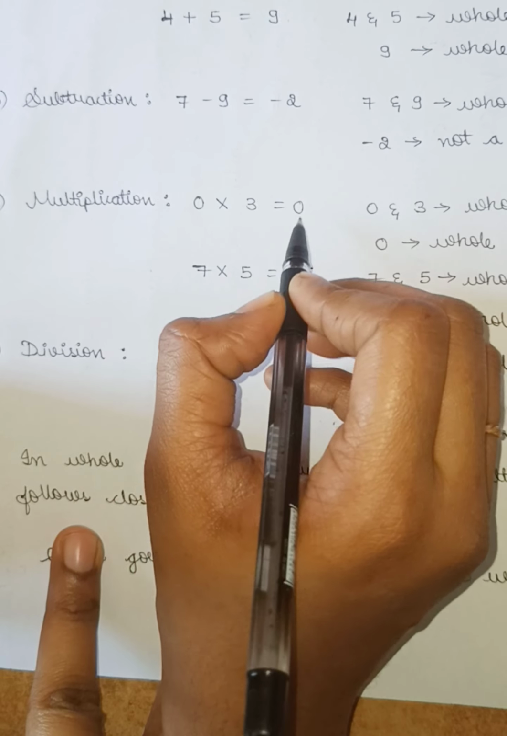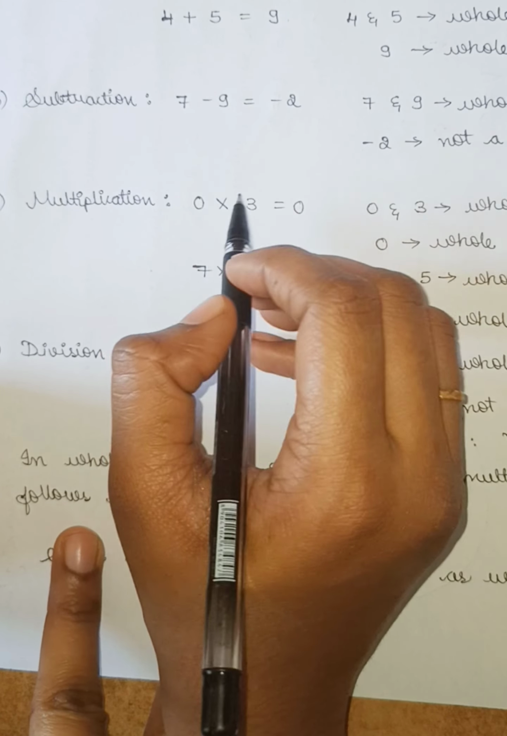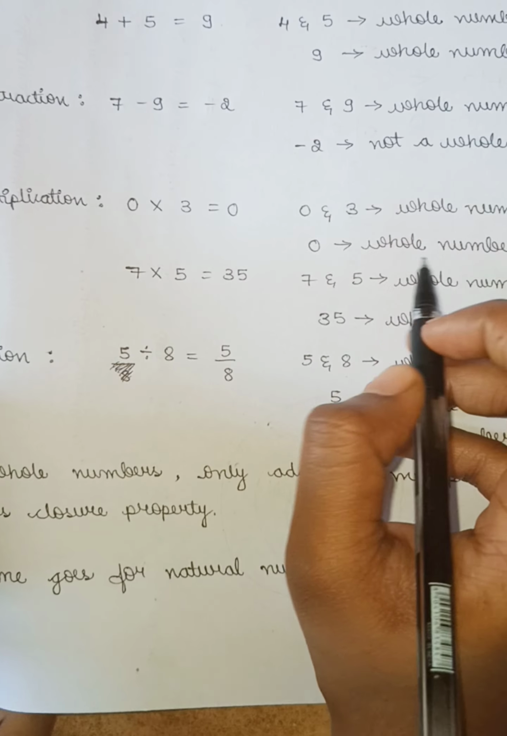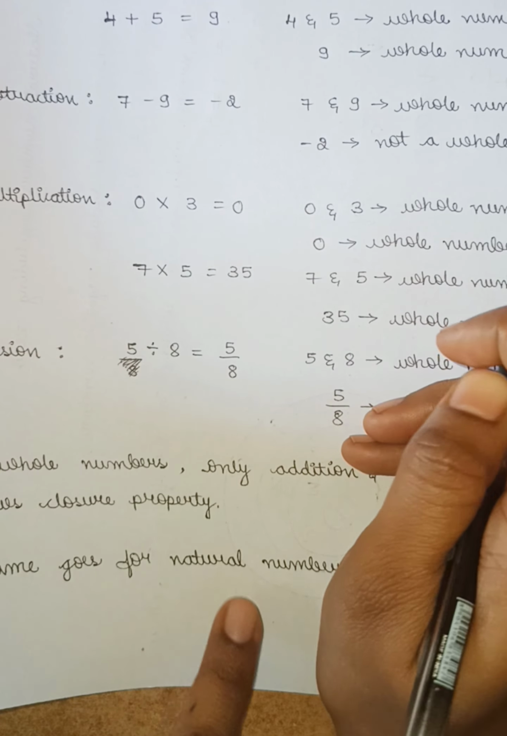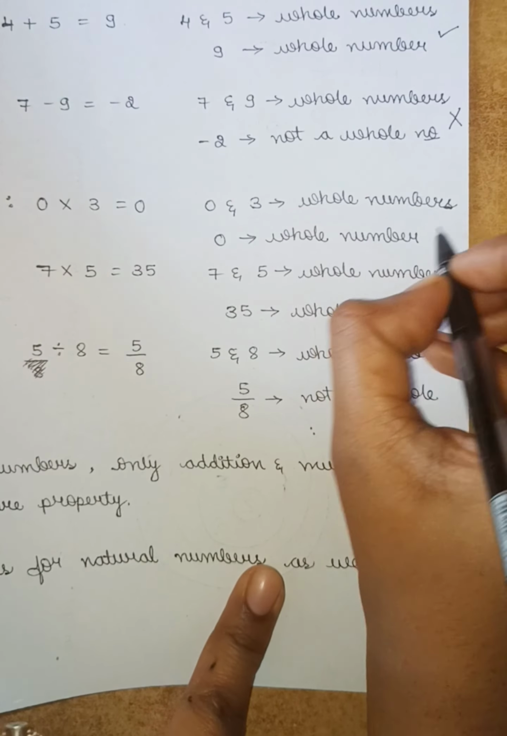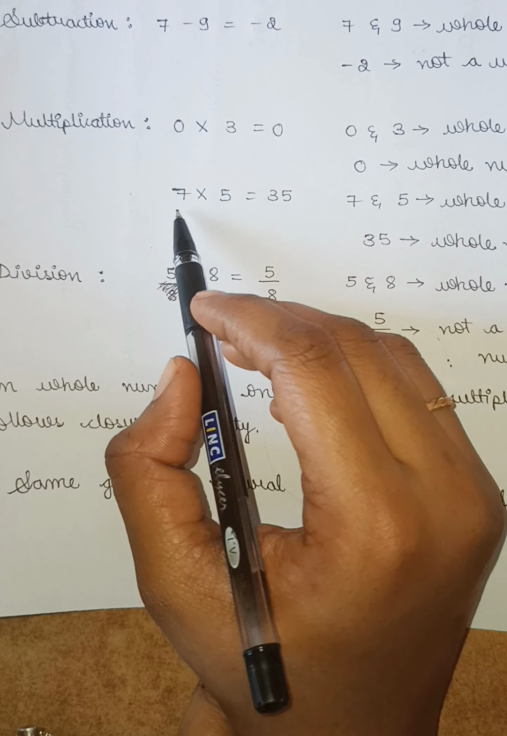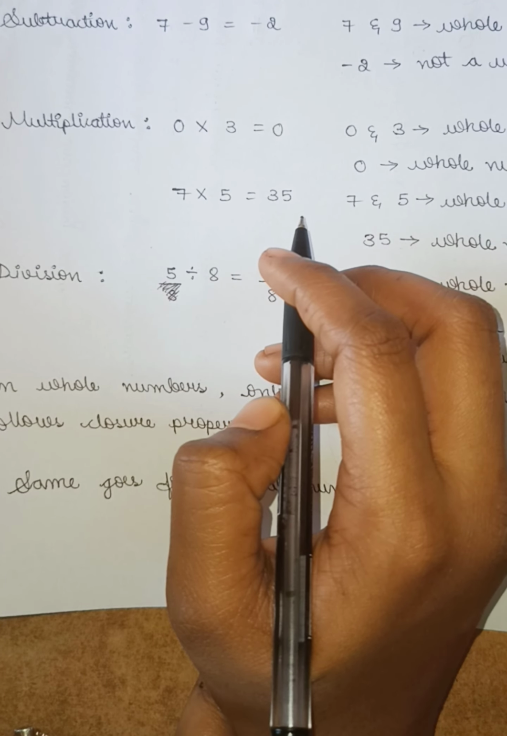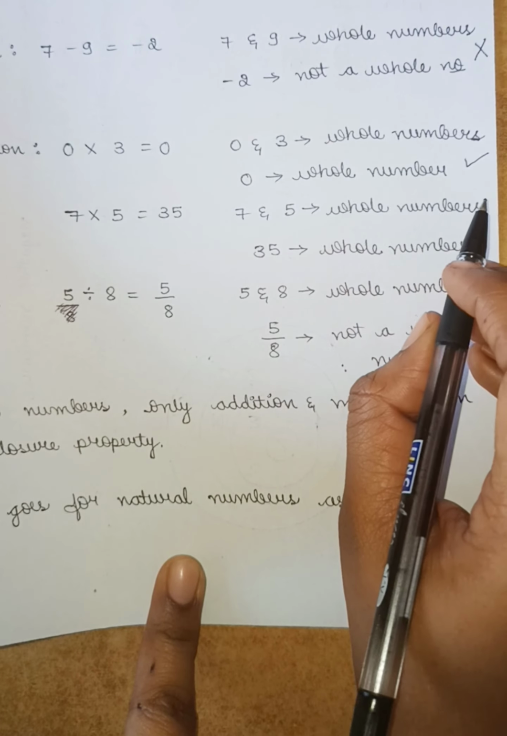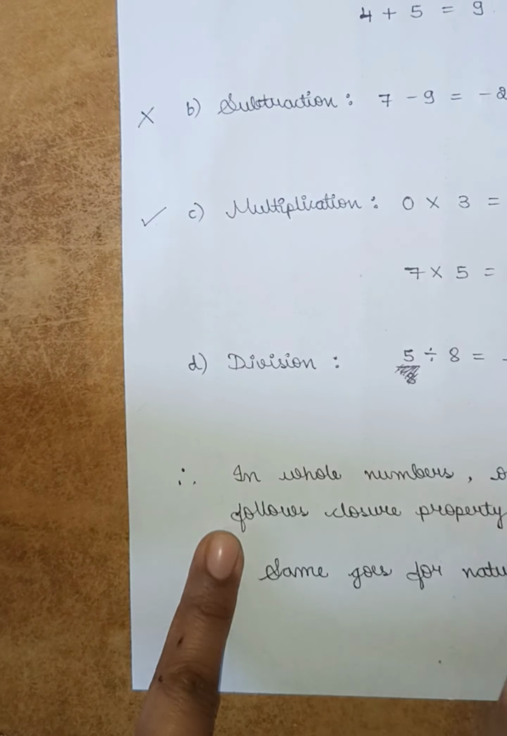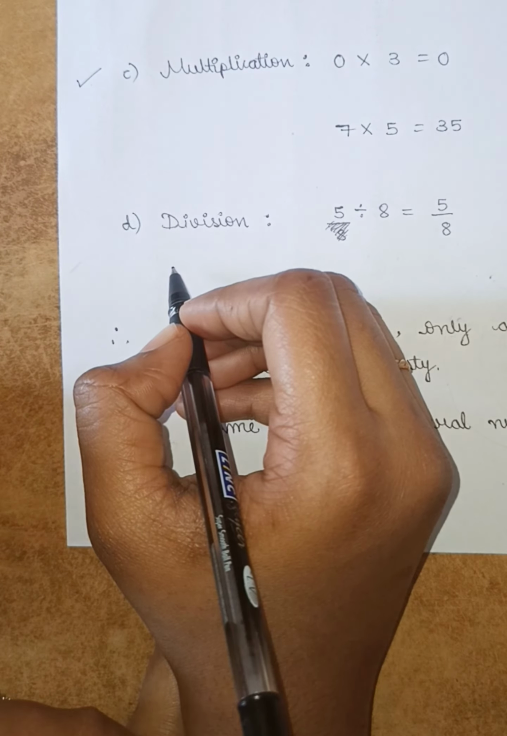0 into 3 is 0. Anything multiplied by 0 is 0. So 0 and 3 are both whole numbers and 0 is also a whole number. So it is satisfied. Next, let's try another one. 7 into 5 is equal to 35. 7 and 5 are whole numbers and 35 is also a whole number. So multiplication is closed.